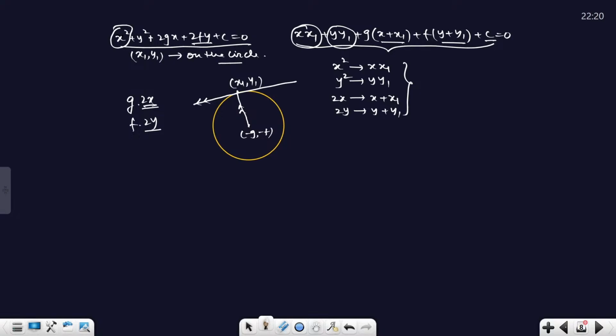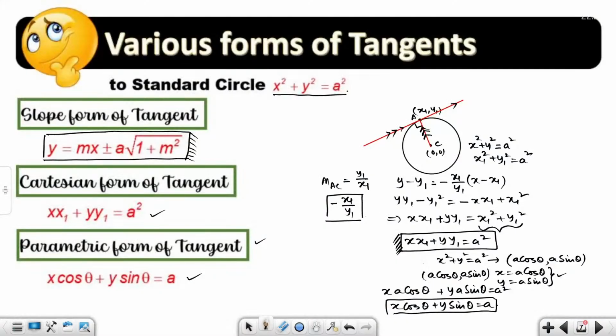You see the previous one? What was the equation? Now you will understand. Your circle is x square plus y square equals a square. So what will be the equation of the tangent at the point x1, y1? It will be xx1 plus yy1 equals a square. There is no 2x, there is no 2y, and don't change any other constant. So that will be the equation of the tangent.